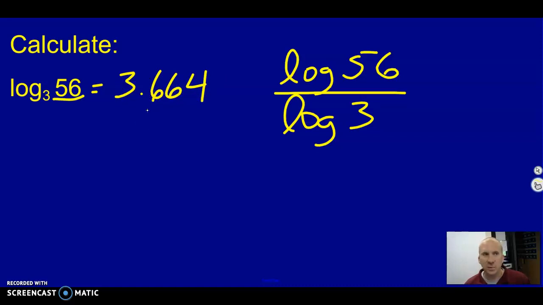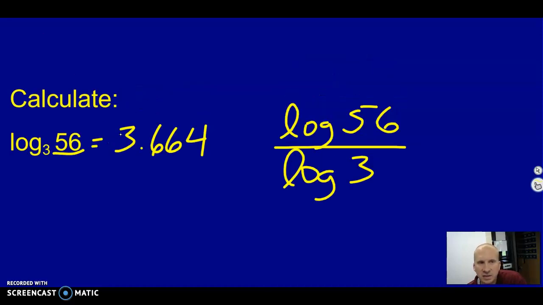So remember what this means from our definition of logs. I should be able to take my calculator and do 3 to the power of 3.664, and I should get 56 or something close. I got 55.99, so that's obviously very close. But if I round that to 3.7, 3 to the 3.7 power is actually 58.3. So I'm not even within a whole number of correct when I go to check my answer. That's why it's so important that we round to 3 or 4 decimal places. All right, so that's the change of base formula.